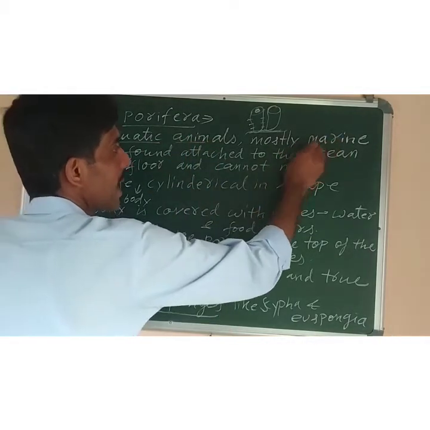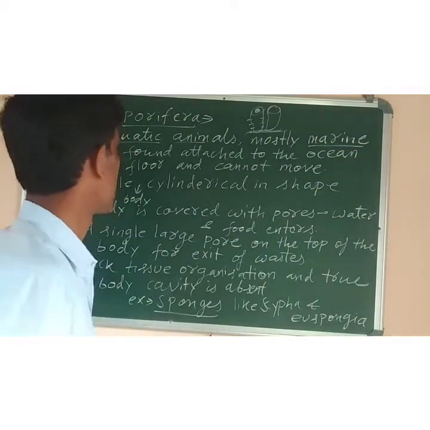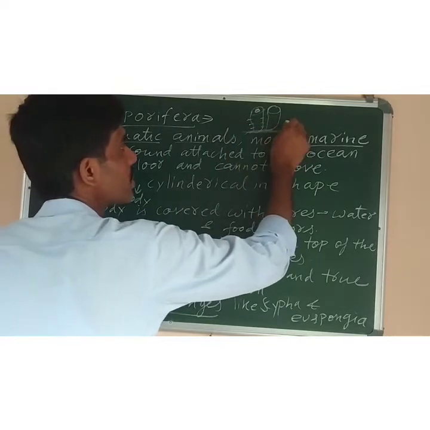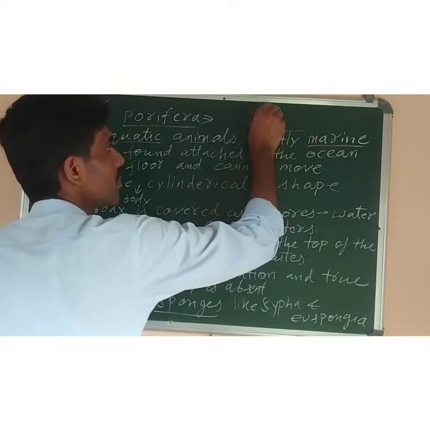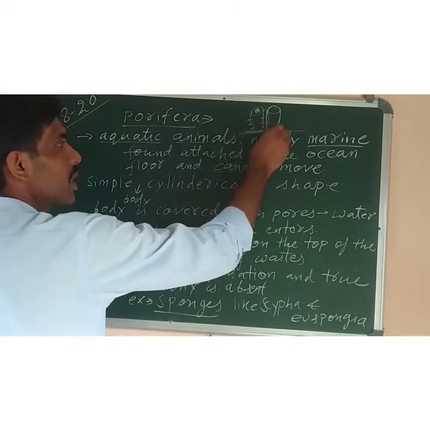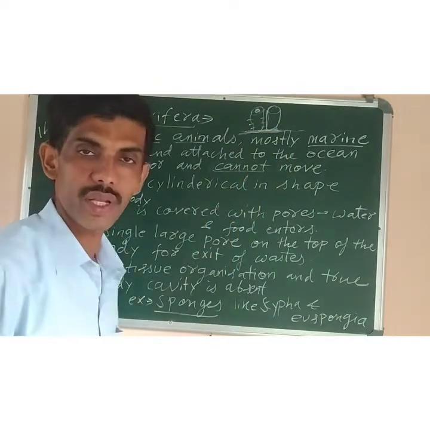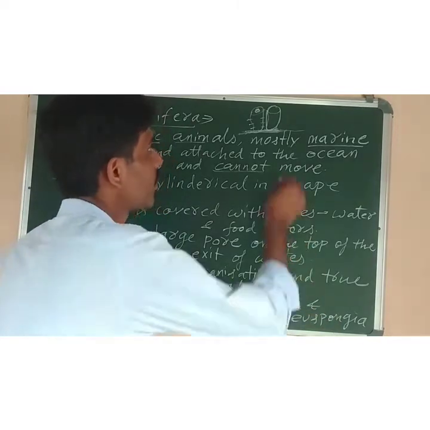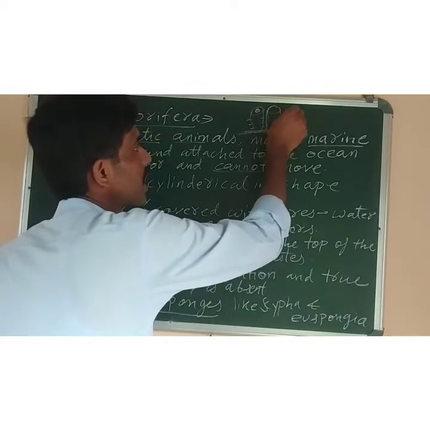They are mostly marine. Marine means they are found in the sea water, and they are found attached to the ocean floor. Means at the bottom of the ocean, they are attached to the ocean floor, and they cannot move also because they are fixed to the ground at the bottom of the ocean. So they cannot move from one place to the other. So they will directly take the food through the tiny pores which are present in their body.